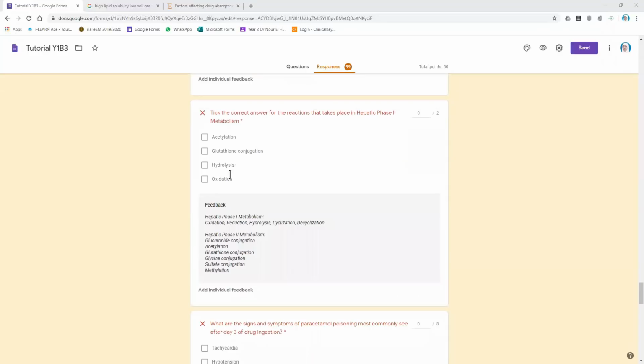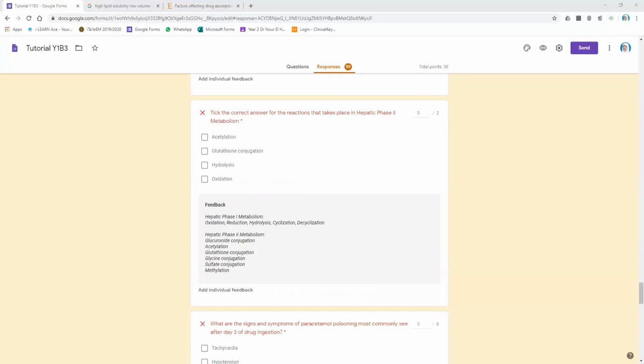Okay, next. This one, I'm surprised to see wrong answers, maybe because I wrote tick the correct answer. It doesn't matter, because this is just to make you alert to where your strengths and weaknesses are. So the correct answer for hepatic phase 2 is acetylation and glutathione conjugation. Hydrolysis and oxidation is actually hepatic phase 1 metabolism.